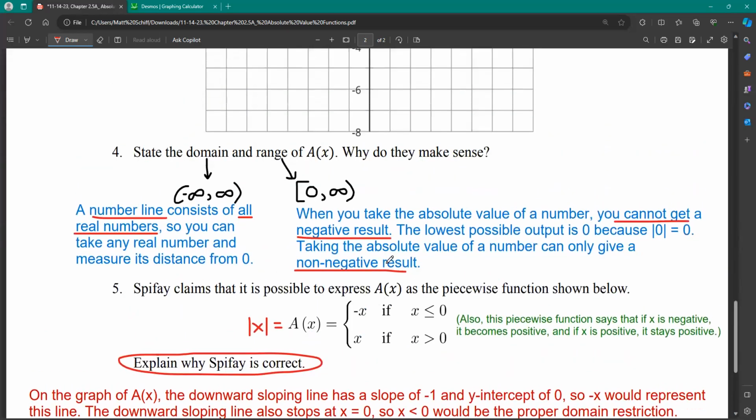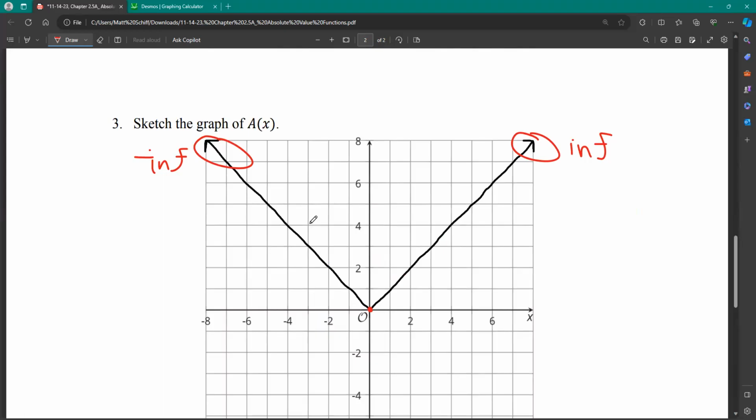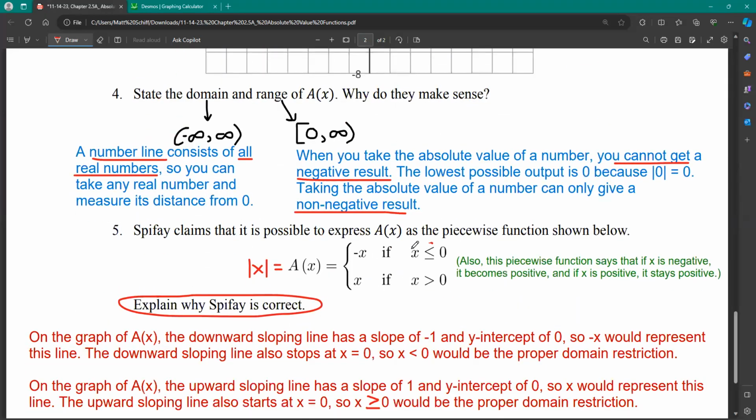So we could take the pure algebraic standpoint here, and looking at the graph, this downward sloping piece is just negative x. It has a slope of -1 and a y-intercept of 0. And then the upward sloping piece is positive x because it has a slope of +1 and also a y-intercept of 0. And the domain restrictions make sense because 0 is where the graph changes direction.